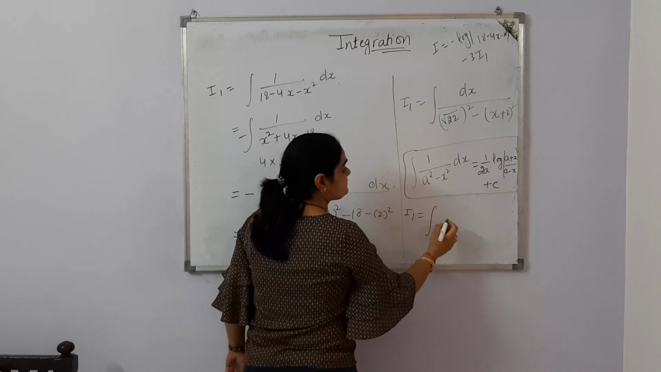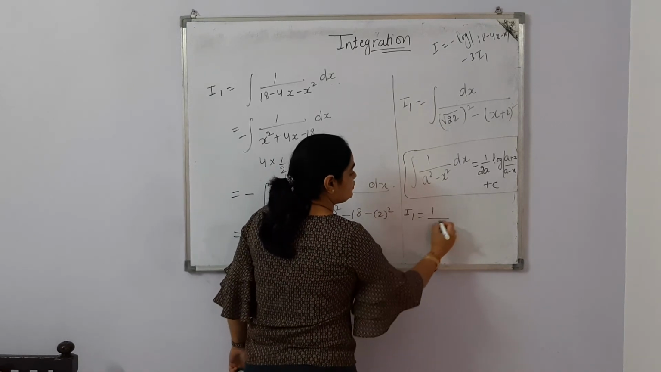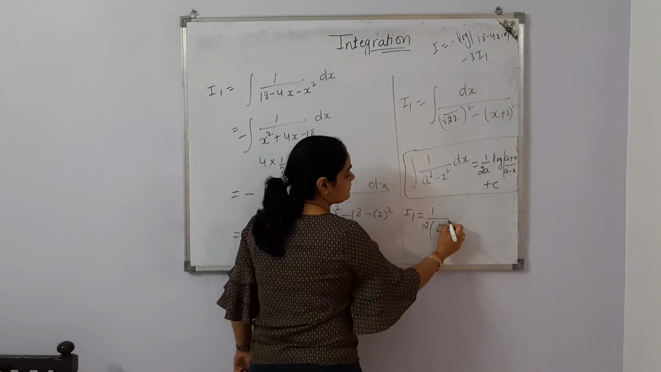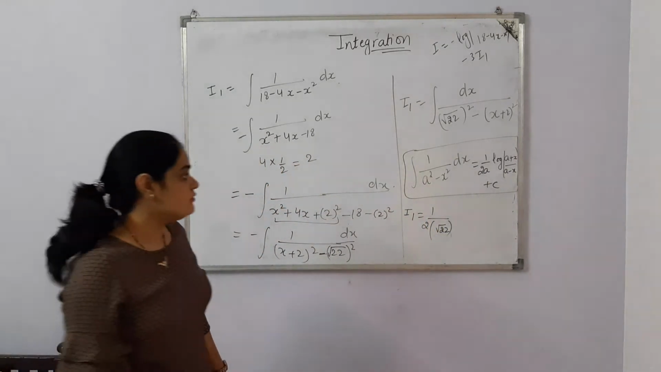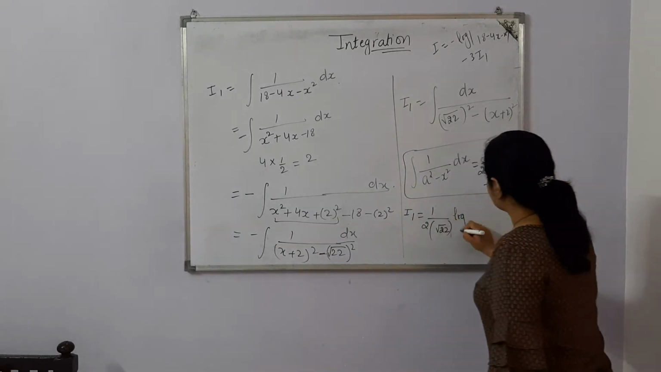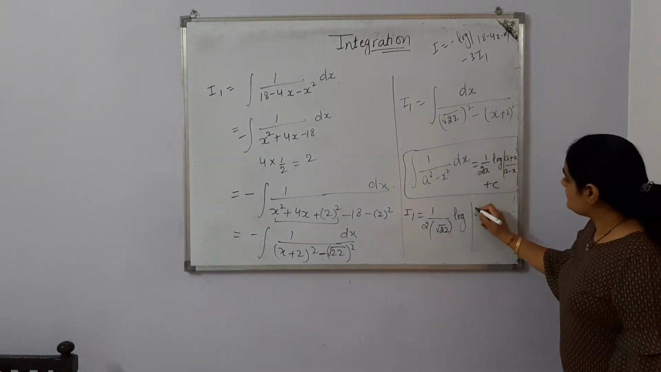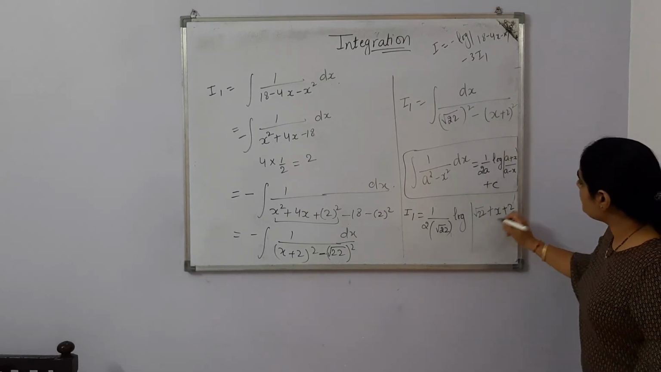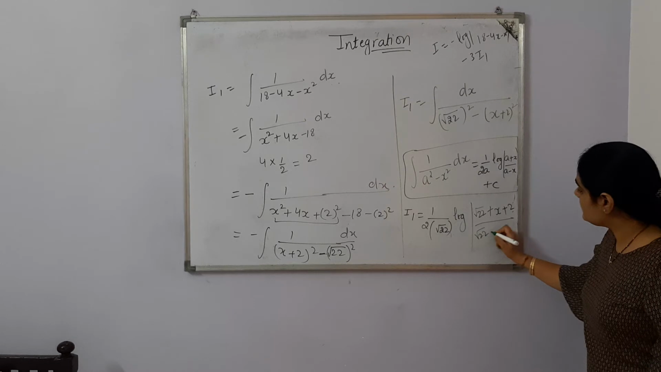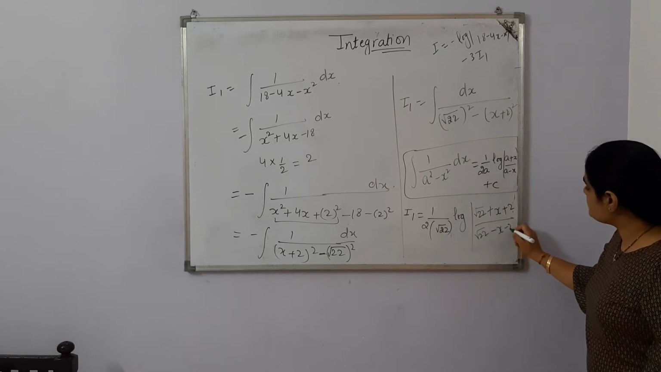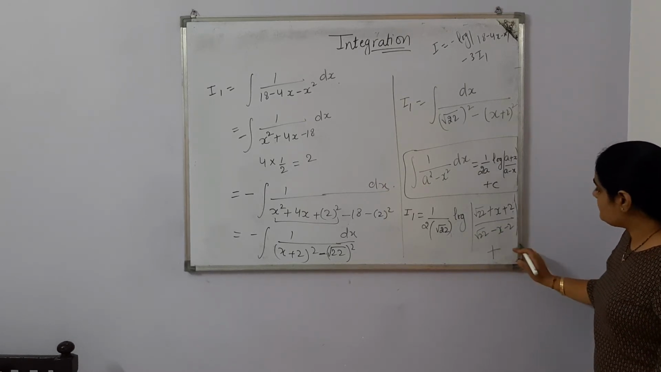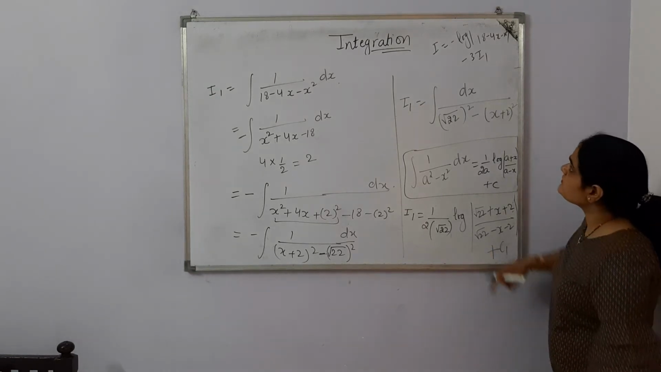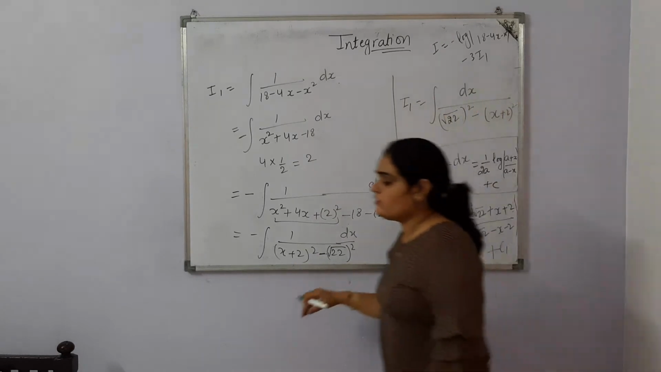It is 1 by 2. What is a? A is under root 22. So 1 by 2 under root 22 log of under root 22 plus, in place of x we have x plus 2, whole upon under root 22 minus x minus 2, plus c1. Now this is the value of I1. We'll substitute here and we get the value of I.